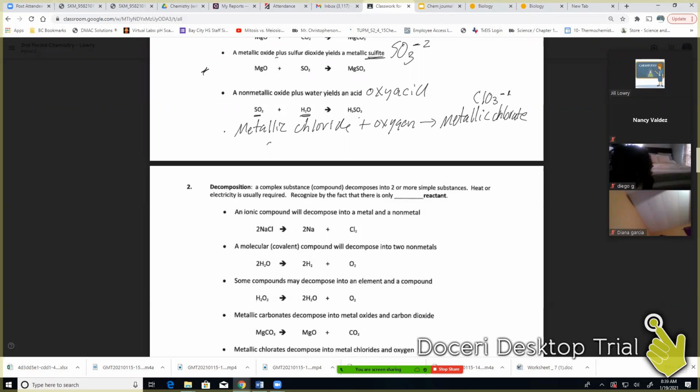So an example of that would be sodium chloride, which is just table salt, comes together with oxygen. And remember, when oxygen's all by itself, you have to make it diatomic. And that's going to yield a metallic chlorate. So the metal in this case is sodium chlorate, ClO3. There's my metal, there's my chlorate. And then the last step on that would be to balance it. So I think this one, to get it balanced, what do we need here? We need a 3 and a 2.